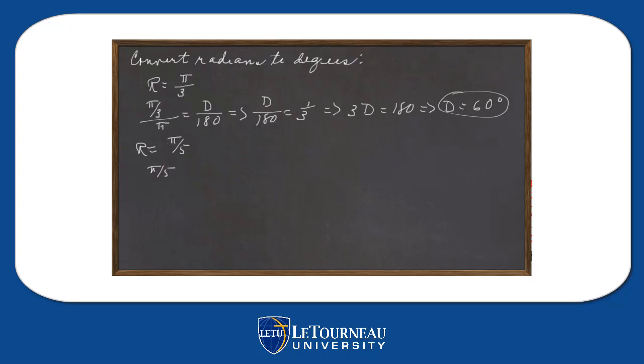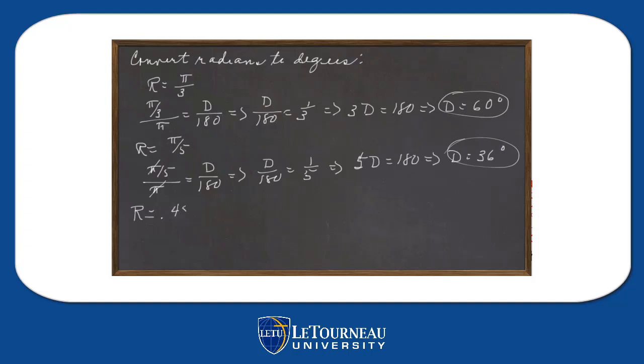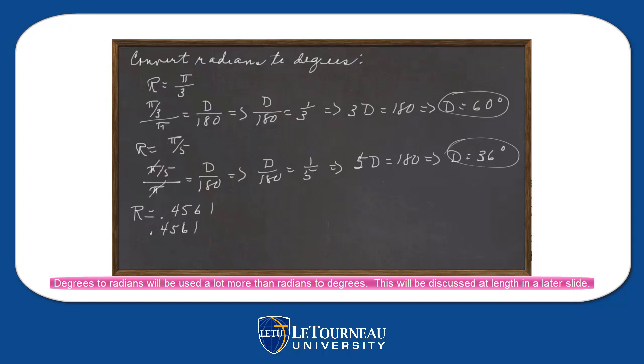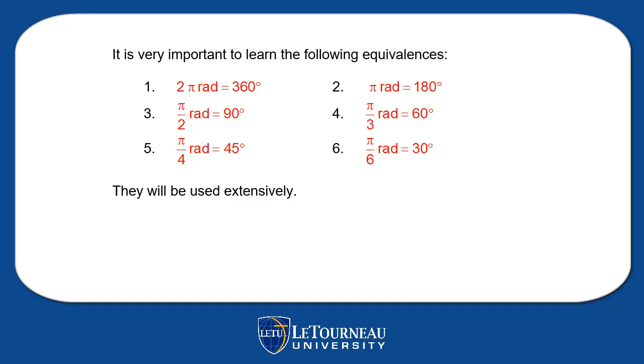Suppose r is pi over 5. Then pi over 5 divided by pi is d over 180, sorry. And so cancel out the pi. d over 180 is 1/5, so 5d is 180, and we've got 36 degrees for a radian measure of pi over 5. Now, let's suppose that our radians are given as a decimal. This is where you will use pi as a decimal, and you'll get out your calculator to do the multiplying and solving for d. Notice I said here degrees to radians will be used a lot more than radians to degrees. We will discuss this later.